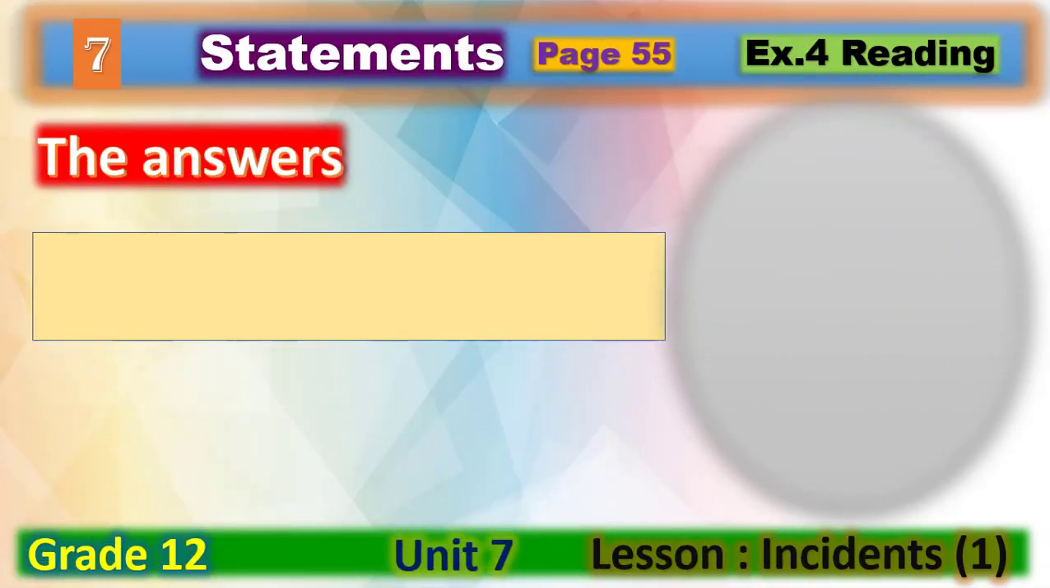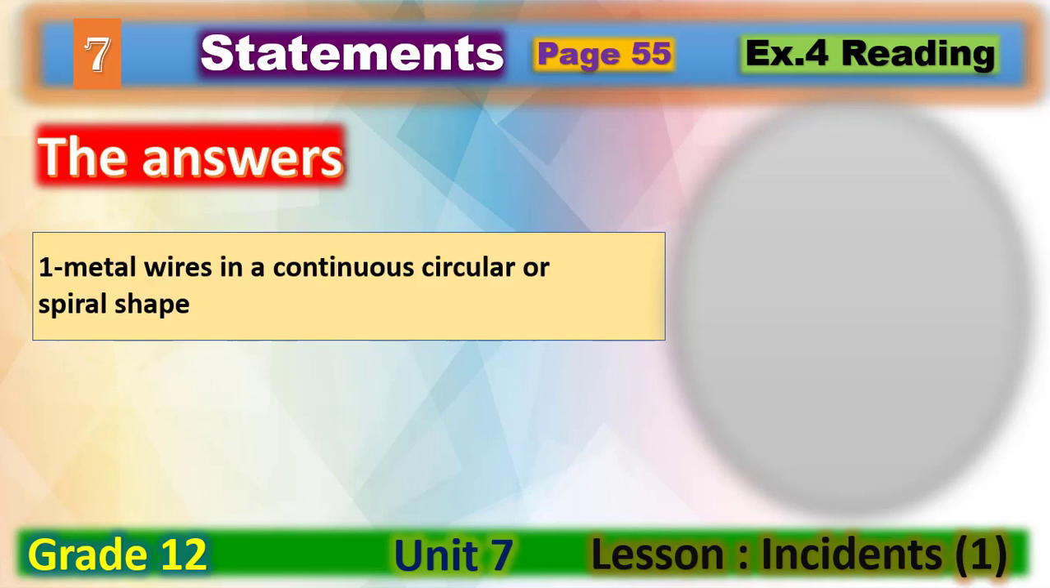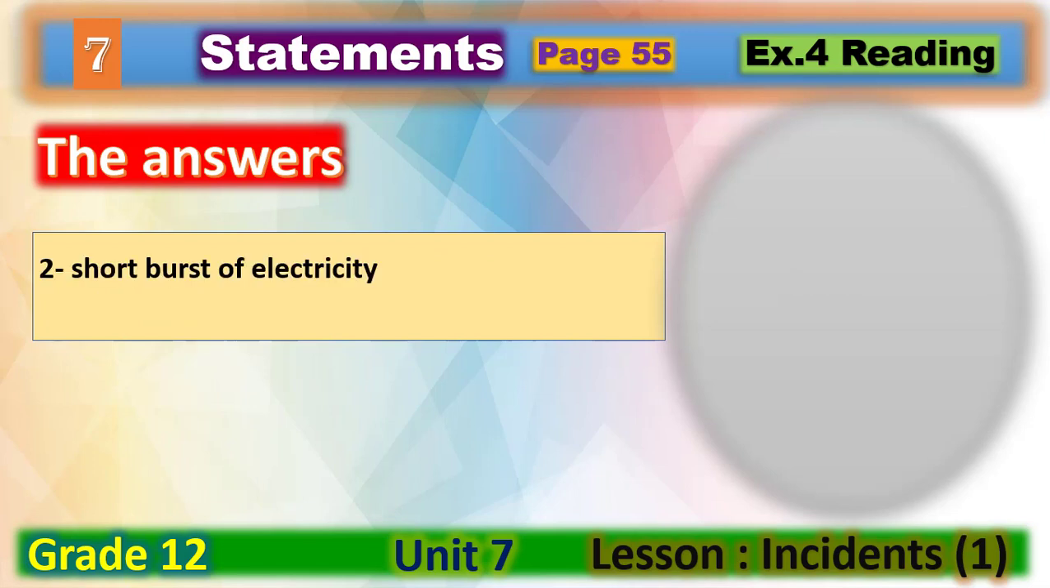Now let's check your answers to exercise number 4. And let's start with number 1. Metal wires in a continuous circular or spiral shape. What do you think is that? What is that? It's a coil. Great. Number 2. Short burst of electricity.